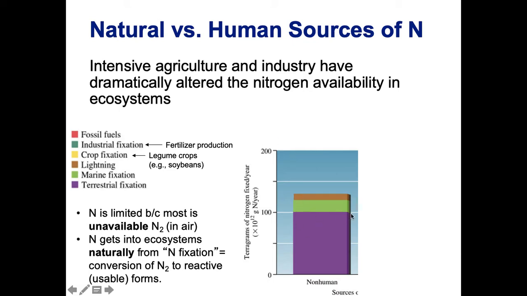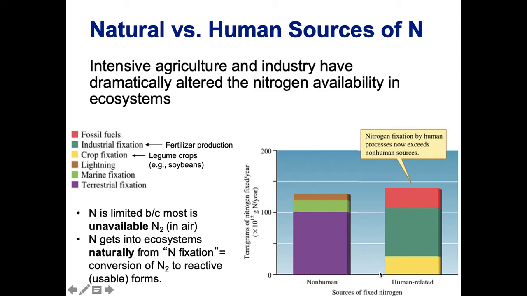The other way is marine fixation. So there are some types of blue-green algae that can fix nitrogen. And then we also get some fixation from lightning. So I said that it takes a lot of energy. Well, lightning has a lot of energy and it'll break the bonds in the air that it goes through.